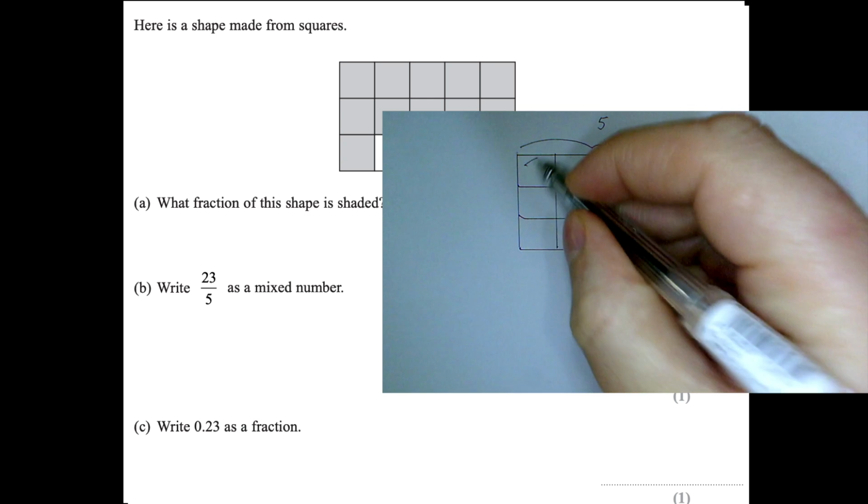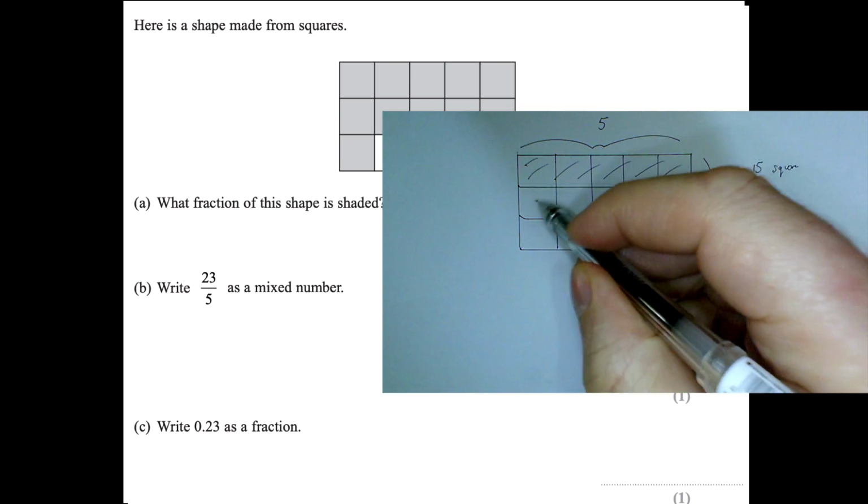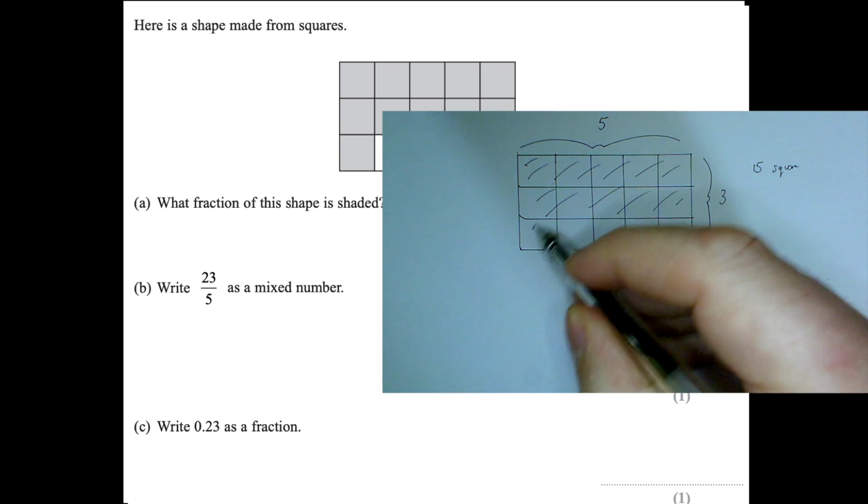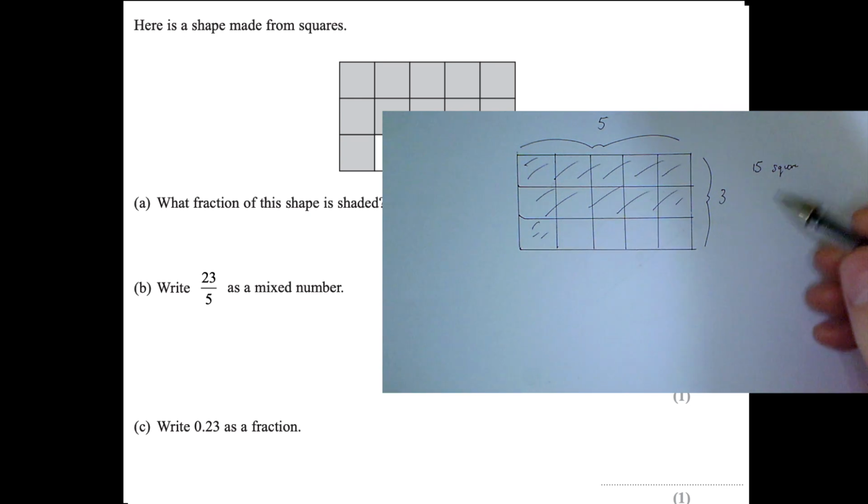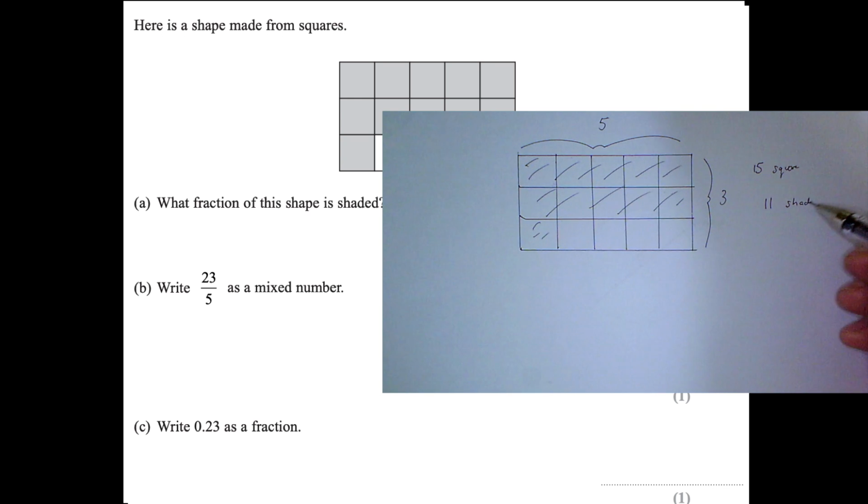And I can see if I shade in, I can just count how many I've shaded in. I've shaded in 11, haven't I? So 11 out of 15 are shaded, and that's my fraction, 11 over 15, because that means 11 out of 15.